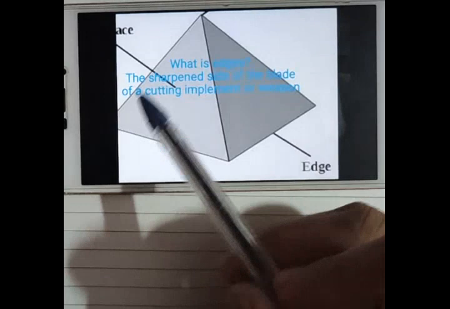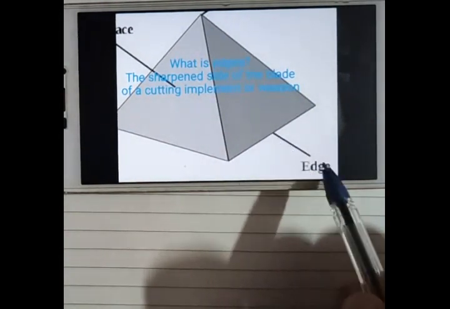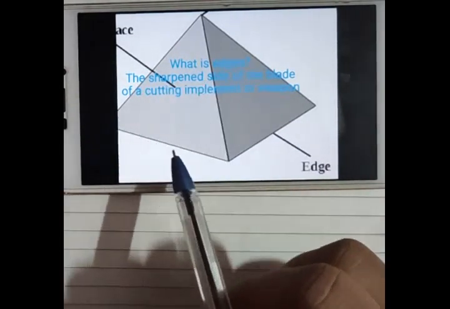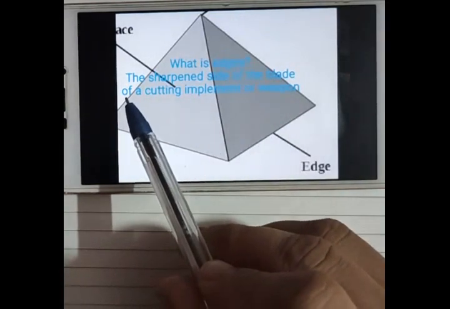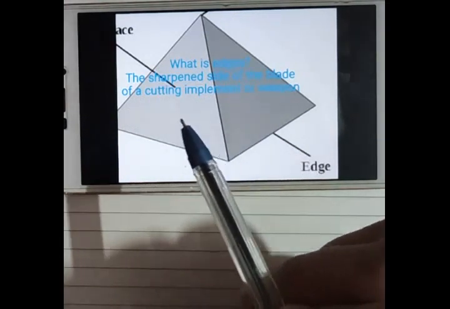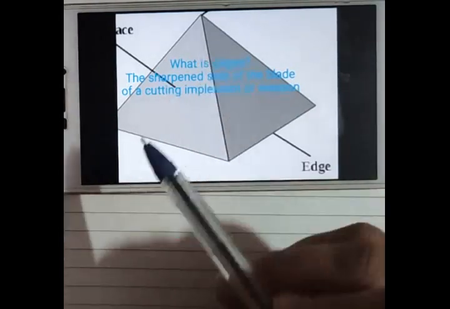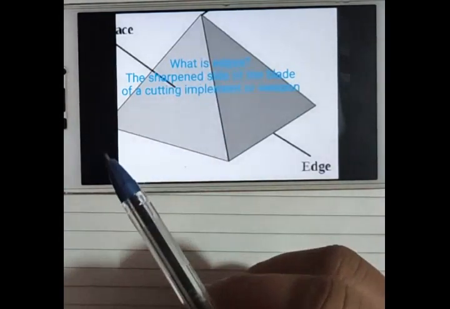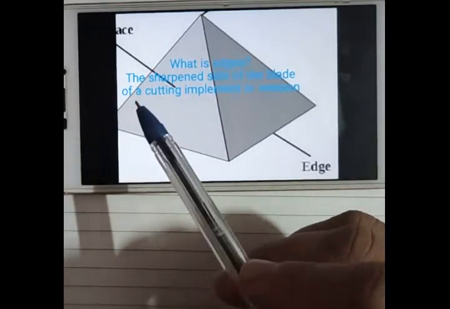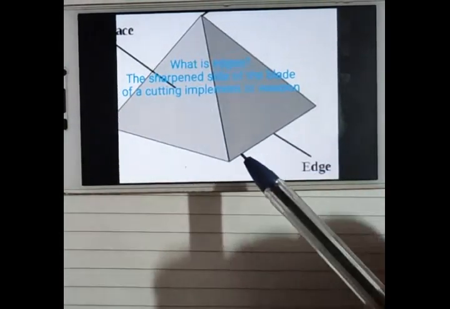I have given one figure here. This is a triangular prism. Here the edge is marked. Just see, I have written the definition also: the sharpened side of the blade of a cutting implement or weapon. When you see a weapon blade, from where we can cut, that will be an edge. If you have a sharp edge or a blunt edge, we refer to it as an edge, isn't it? In any geometrical shape also, the side will be referred to as an edge.